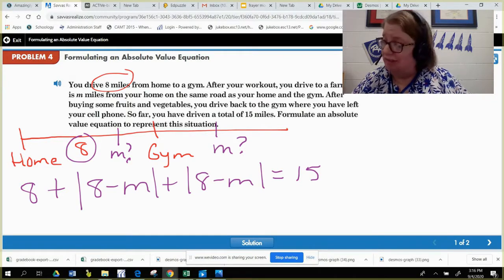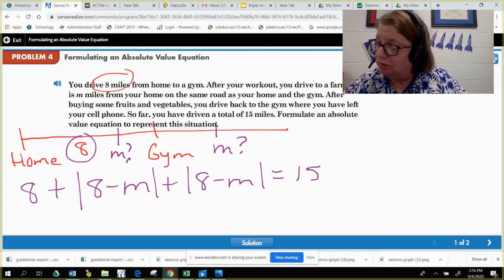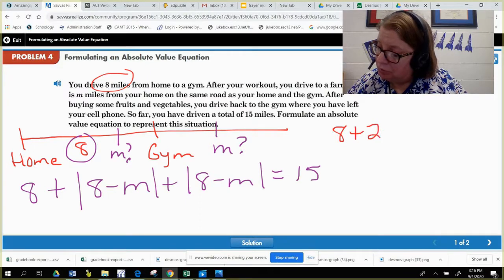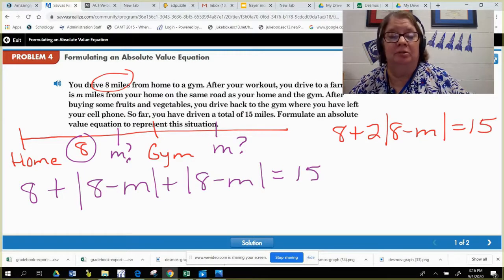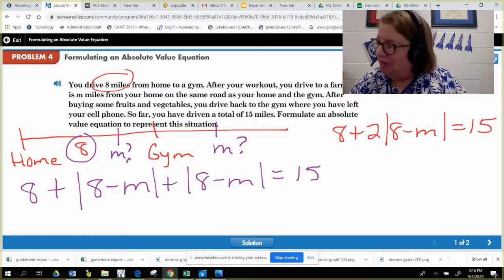You notice the absolute value of 8 minus m occurs twice. So we could clean this up a little bit and make it 8 plus 2 times the absolute value of 8 minus m. Why did we put the 2 there? Because we drove this distance twice. Okay. It doesn't tell us to solve this, but we're going to anyway.